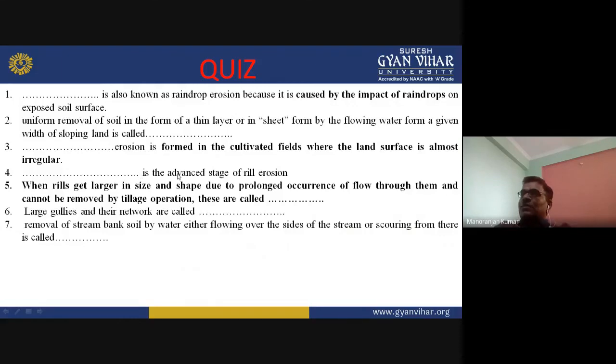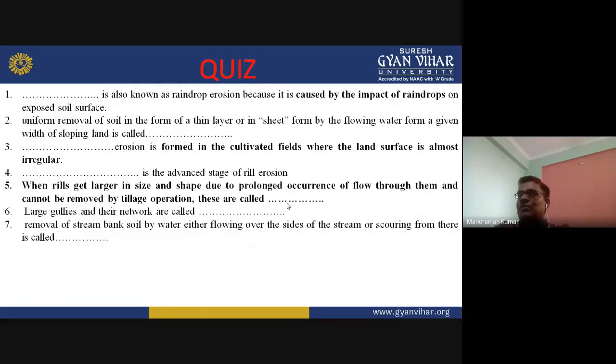It is the advanced stage of rill erosion. Which type of erosion is known as the advanced stage of rill erosion? The answer is gully erosion. Gully erosion is the advanced stage of rill erosion. When rills get larger in size and shape due to prolonged occurrence of flow through them and cannot be removed by tillage operation, these are called gullies.